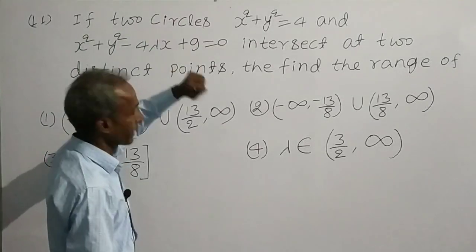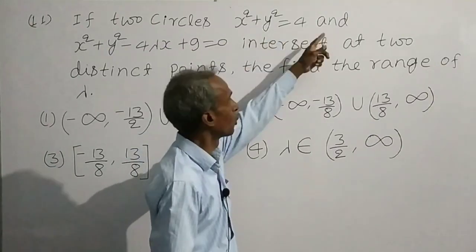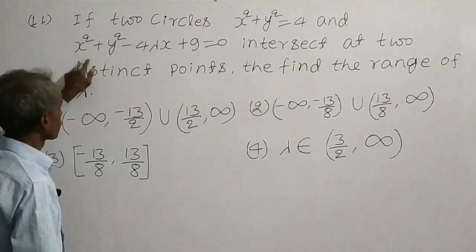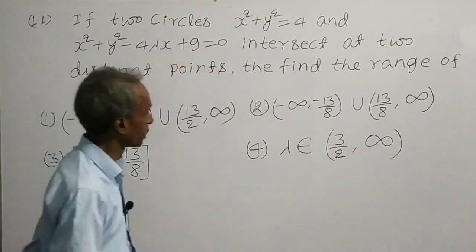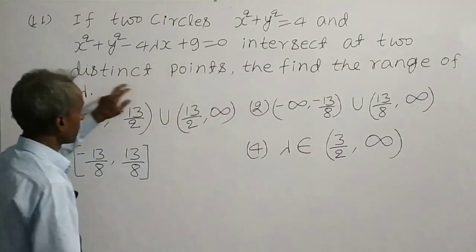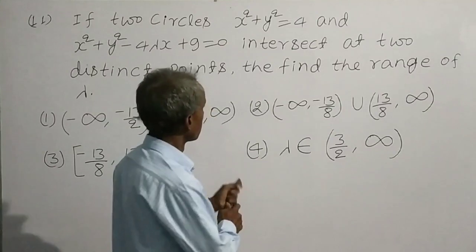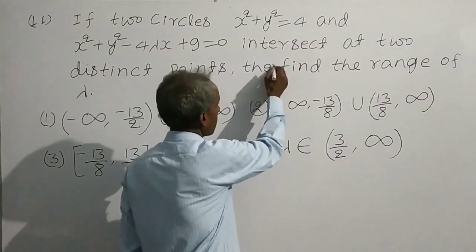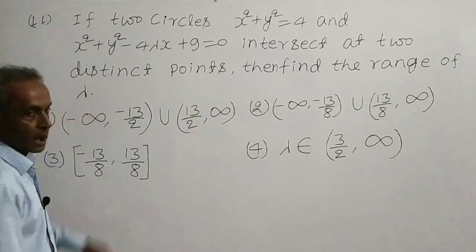If two circles x square plus y square is equal to 4 and x square plus y square minus 4 lambda x plus 9 is equal to 0 intersect at two distinct points, then find the range of lambda.